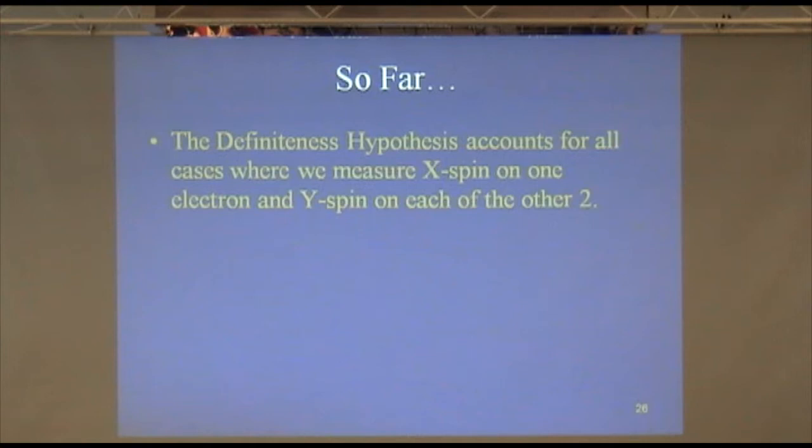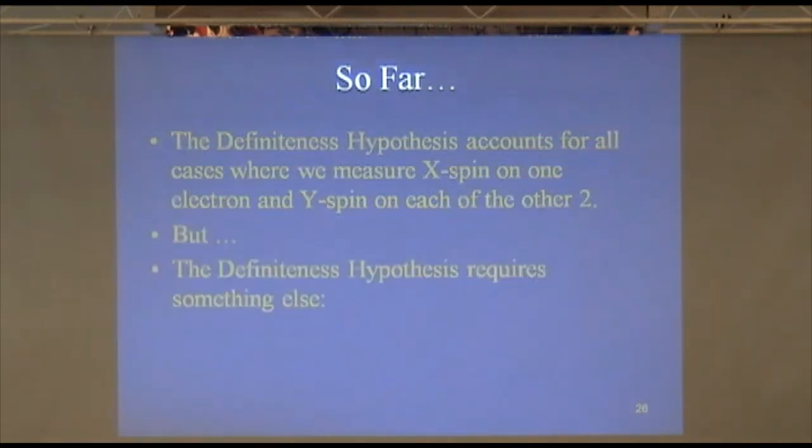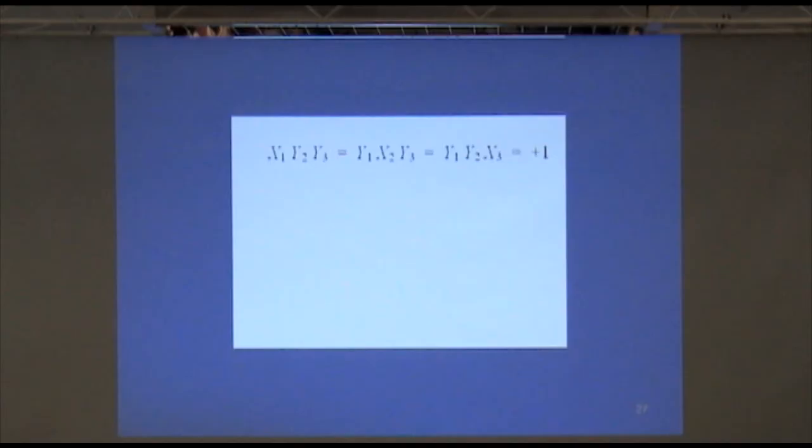But on the one hand, the definiteness hypothesis works for all the cases where there's one X measurement and two Y's, but there's something else that follows from the definiteness hypothesis, and it's not too hard to see. If the definiteness hypothesis is right, then Alice's particle has a definite X spin, Bob's has a definite Y spin, Carol's has a definite Y spin, likewise Alice has a definite Y spin, Bob a definite X spin, and so on. And when we take the product of those three spin numbers for each of those cases, it's always got to be plus 1. That's another way of putting what we said.